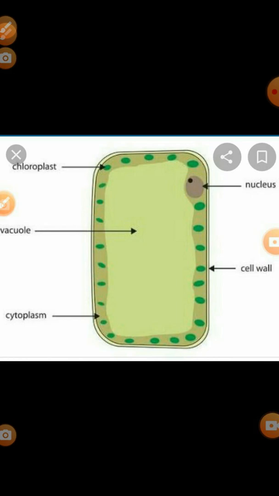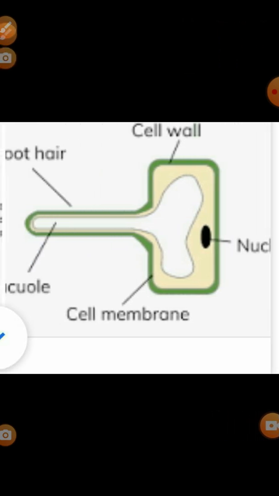There is another kind of specialist plant cell, and what is that? A root hair cell. Root hair cells do not have chloroplast. Why? Because they don't need chlorophyll, and mostly they are found underground. So their job is to draw in water and mineral salts from the soil, and their features are they have a cell wall, a nucleus, cell membrane, a vacuole and root hairs. So these are the specialist plant cells in plants.